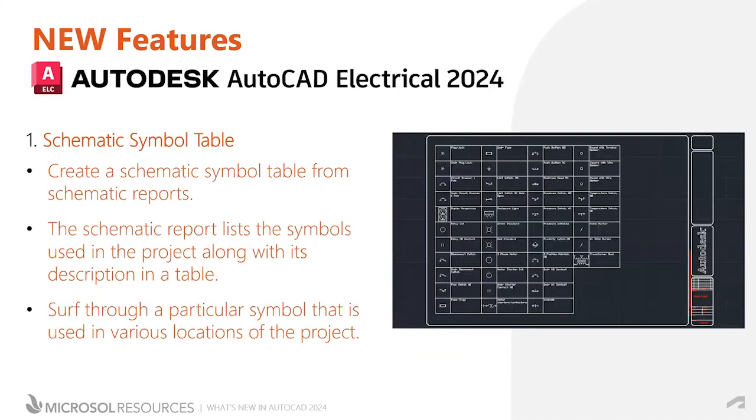We also have some new features for AutoCAD Electrical 2024. It includes two new features. The first one is the schematic symbol table. With this, you can create a schematic symbol table from reports. The schematic report lists the symbols used in the project along with its description in a table. And you can also search for a particular symbol that is used in various locations of the same project.